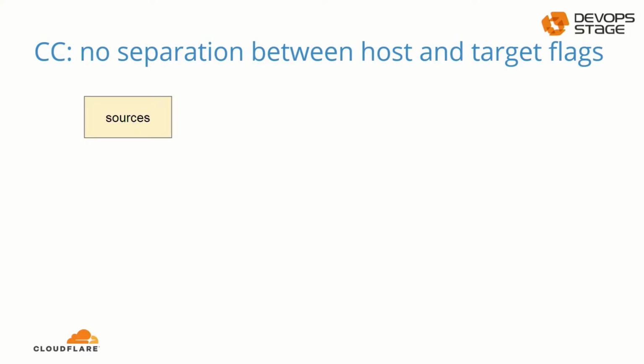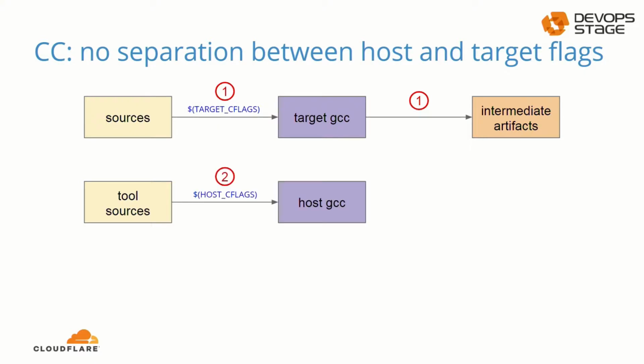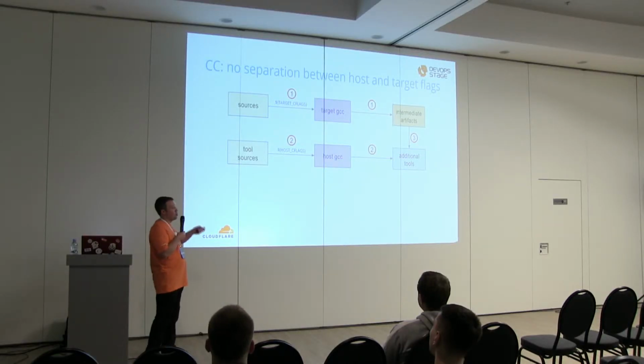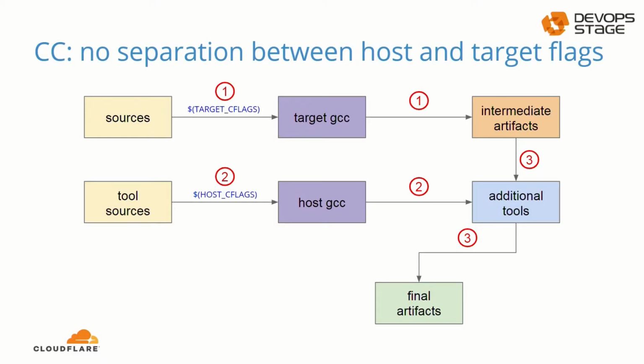To illustrate what I mean here, imagine you have some sources, you compile them with the compiler, and you get some intermediate output. Then you have some additional tools to post-process this output. In this case, you compile these tools with a different compiler because you need them as part of your build system and not as final artifacts. Then you use these tools to post-process the intermediate artifacts, and you get your final artifact.